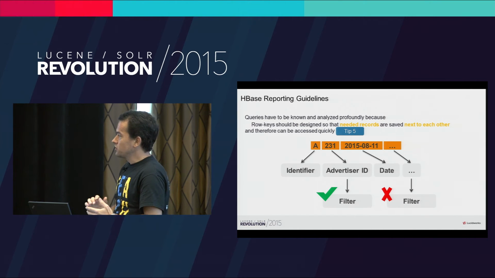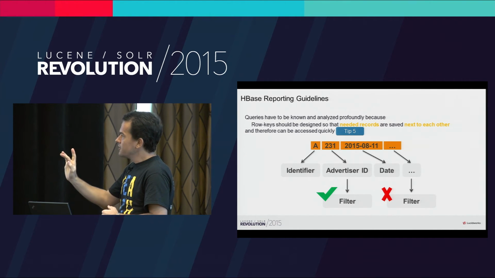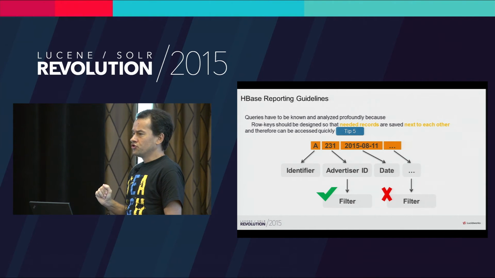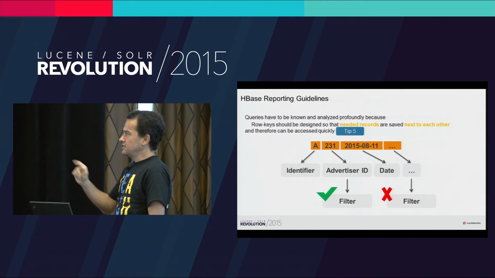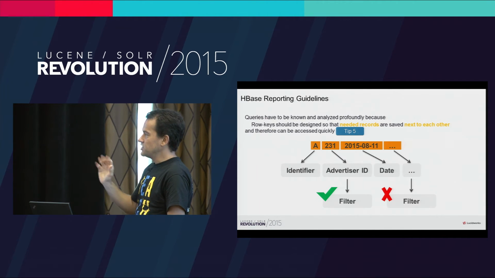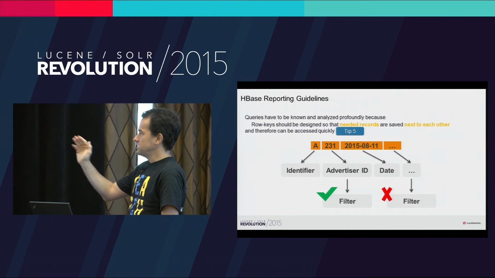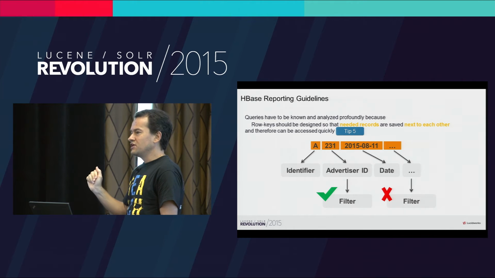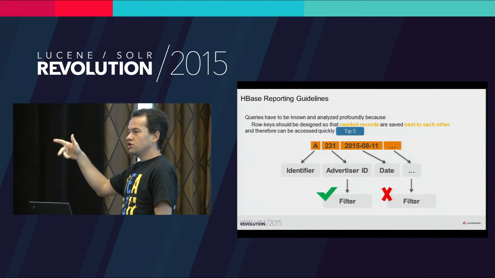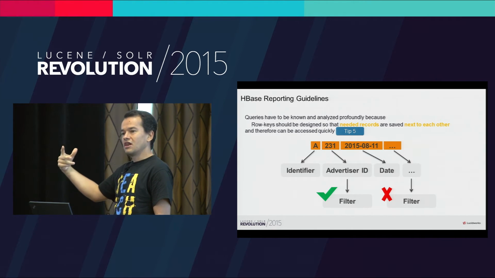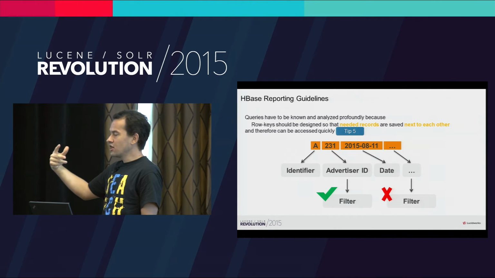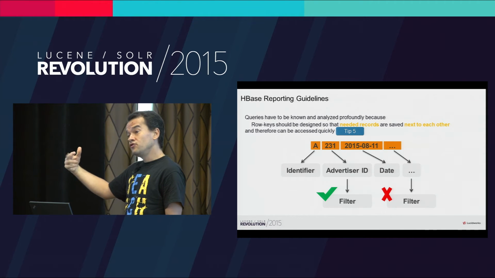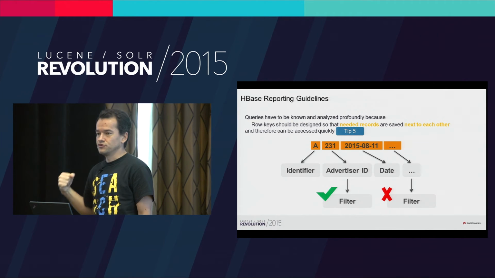What I have here as a red mark, you should use as a filter something that is at the beginning of your row key, because then you have locality. In this example, advertiser ID is very good to be used as a filter, because I have an identifier that's the advertiser. Then in your query you give the advertiser ID, and then you give the time range. All the selected records that are relevant for the query are going to be saved next to each other, and you will have locality and a nice response time.